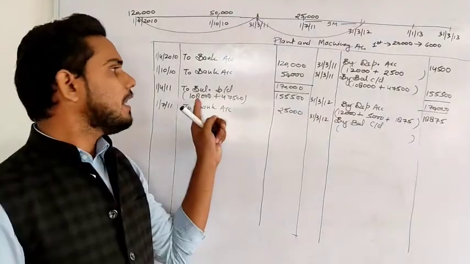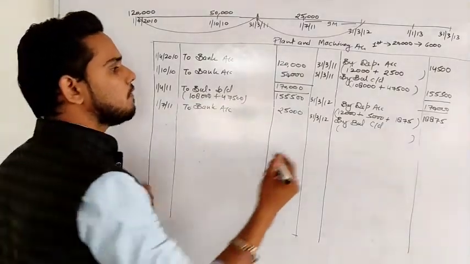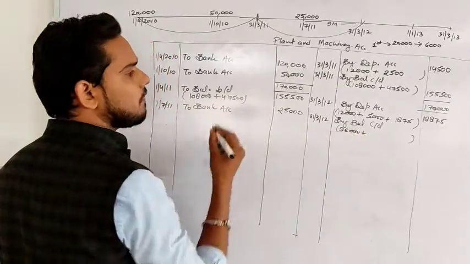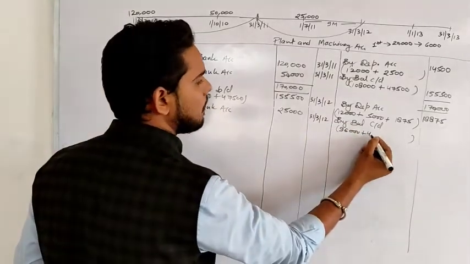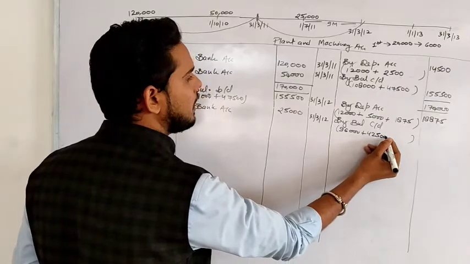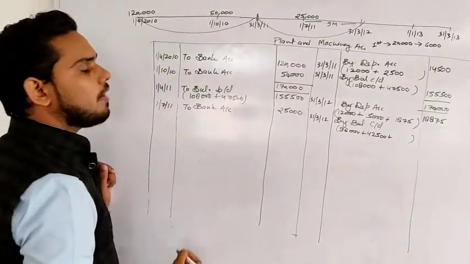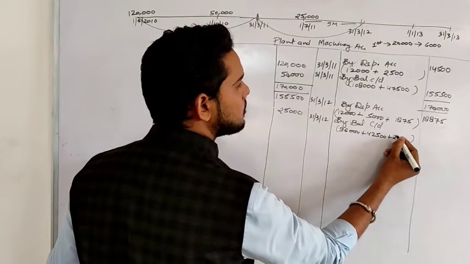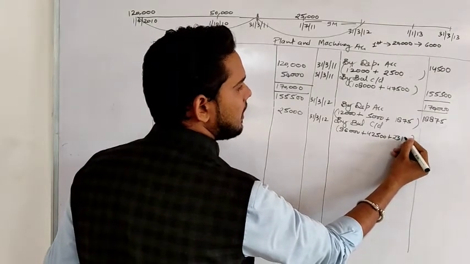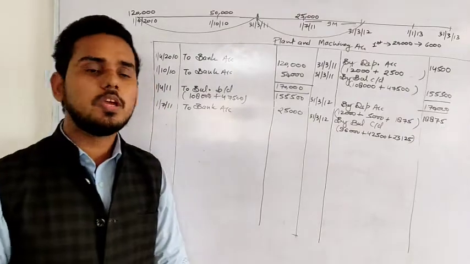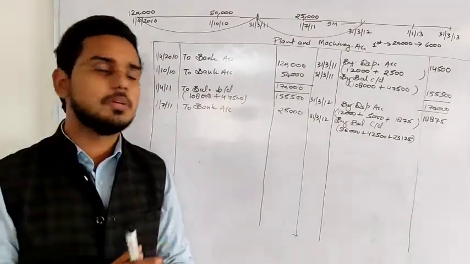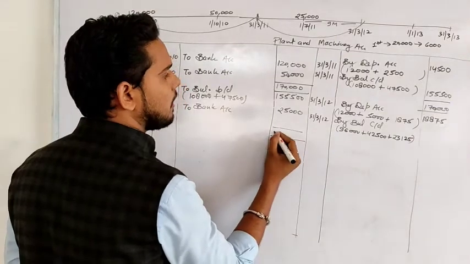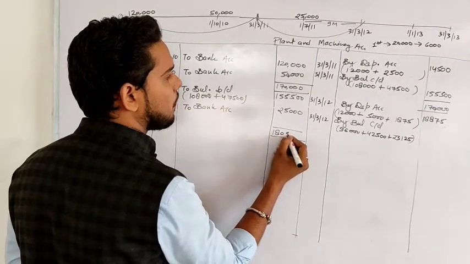Okay. So 1,08,000 minus 12,000 will be 96,000 for first machinery. 47,500 minus 5,000 will be 42,500. And 25,000 minus 1,875 will be 23,125 rupees. So we got the closing balance of all the machinery, and we can find the total also. It will be 1,80,500.